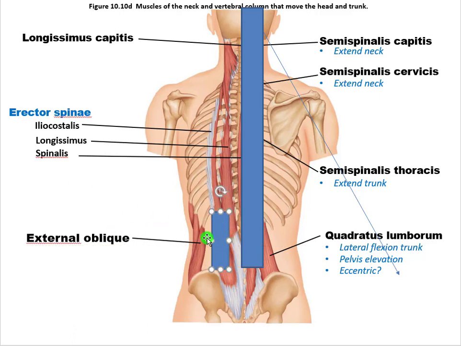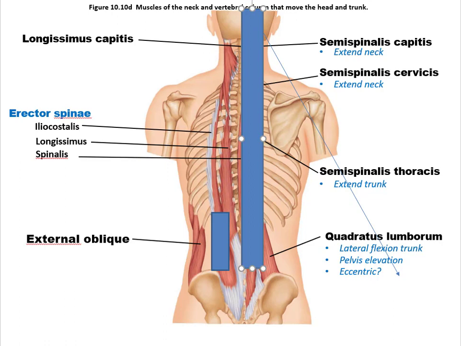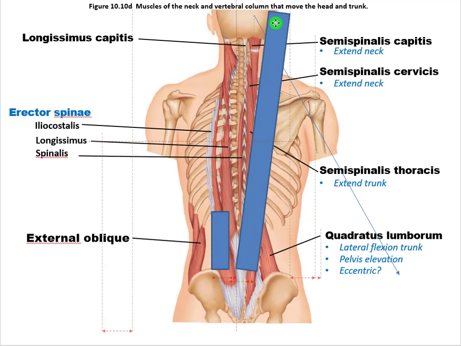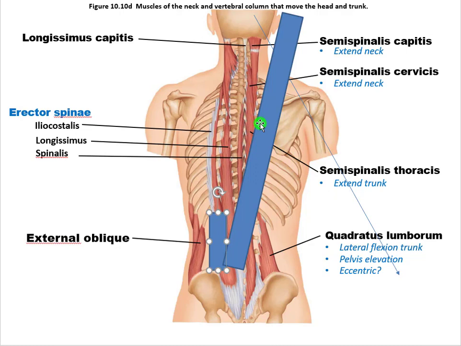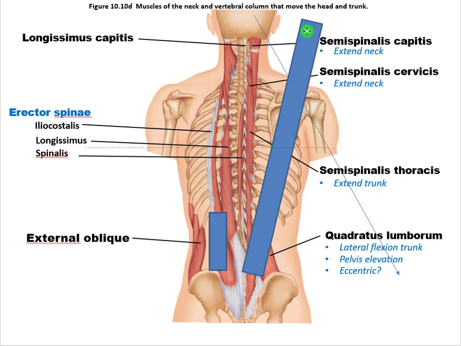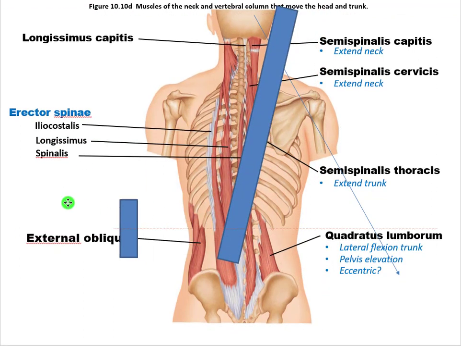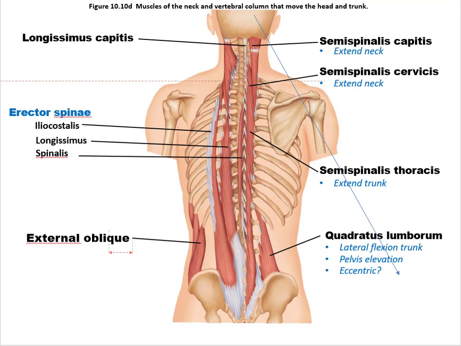So this left Quadratus Lumborum, the one that I'm circling right now, is the one that, as the trunk starts to tilt over and continues to tilt like this, is going to slow down the descent of this big long trunk. How will we do that? He will do that by contracting eccentrically. So that's what I wrote here. What is its eccentric function? Well, it's to slow down lateral flexion to the opposite side.